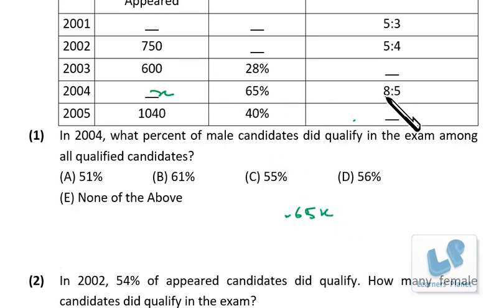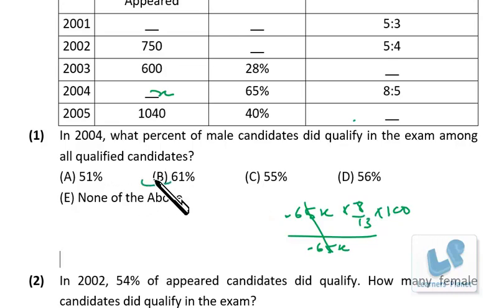This is the total strength. Out of this, 8/13 is male, and this is total qualified, right? So this will be cancelled. Into 100 we will be getting the percentage. So 800/13, so 6 13s are 78, so a bit more than 60%, so that is 61%. It's an approximate value, not exact, but I hope you are clear.